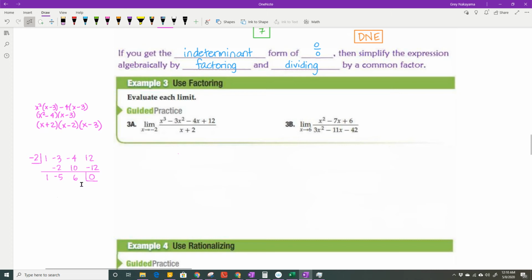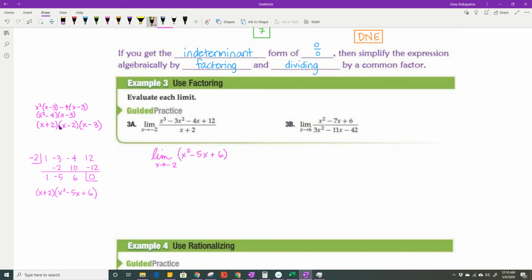So that means that the numerator factors to x plus 2 times x squared minus 5x plus 6. Now, that is acceptable. So you can use it in this form or you can use it in that form. It does not matter. I happen to use it in the one that's already multiplied out.